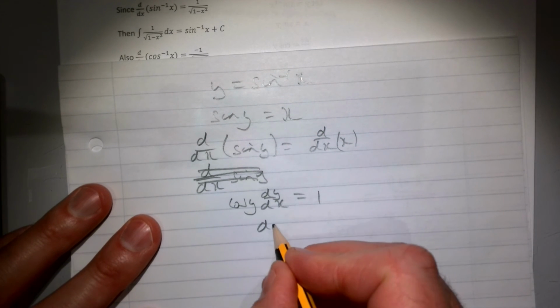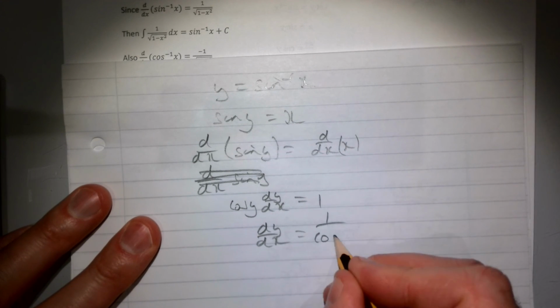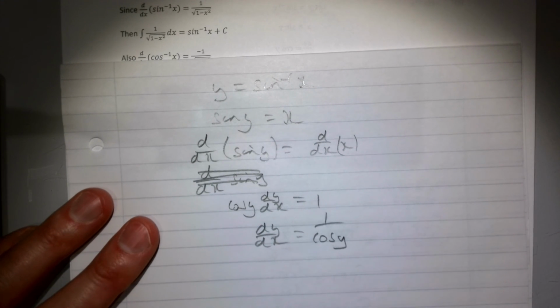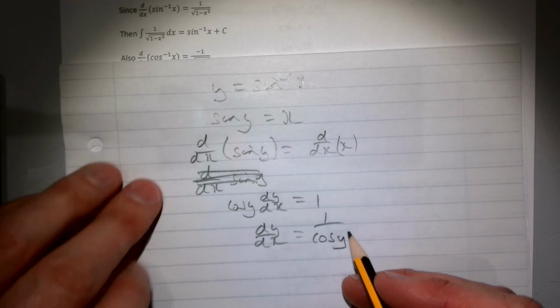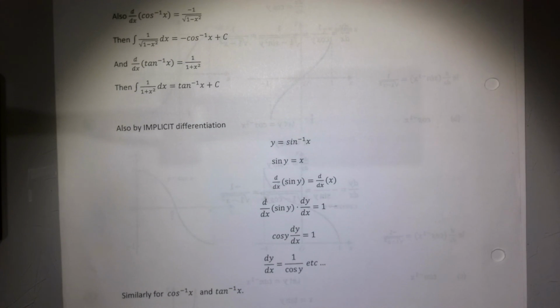So that means our dy by dx is 1 over cos y, and we just plow on then as normal. If you remember, we change that to the square root of 1 minus sine squared, and that's how we work out the rest. So that's it there toward the end of that second page. Hopefully that makes sense.